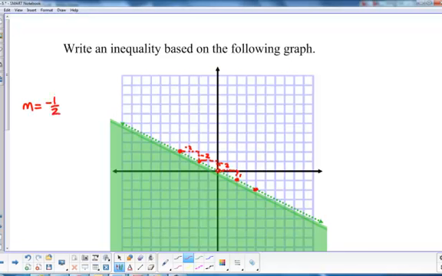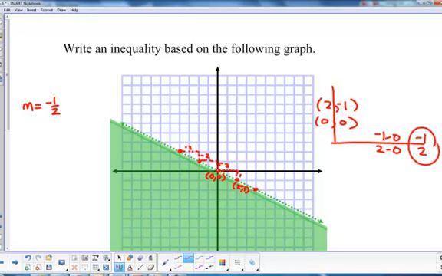And if you want to pick 2 ordered pairs instead, this is 0, 0, and this is 2, negative 1. And you remember how we found slope like this. Negative 1 minus 0 over 2 minus 0 would be negative 1 over 2. So that's another way to find your slope. The b is the y-intercept. Well, the y-intercept is right there at 0. So our equation, if it was just a line, would be y equals negative 1/2 x plus 0.